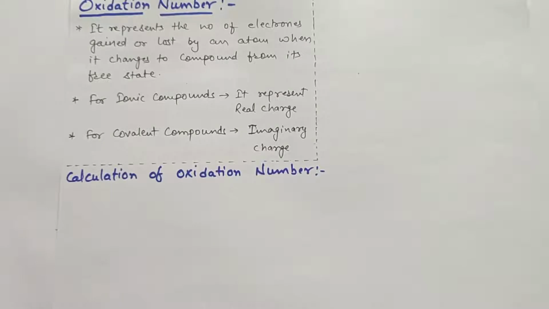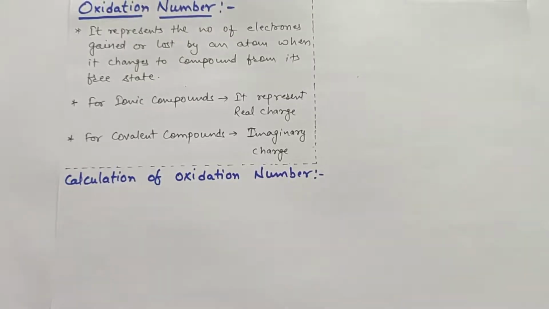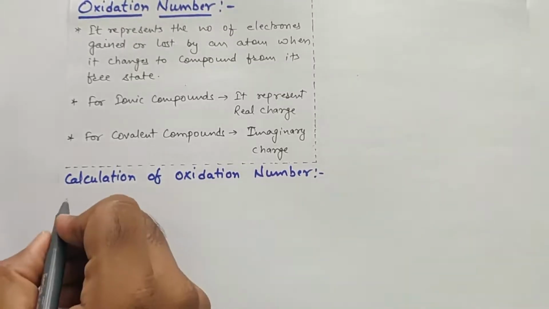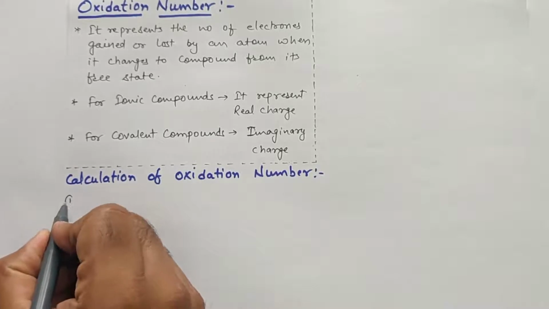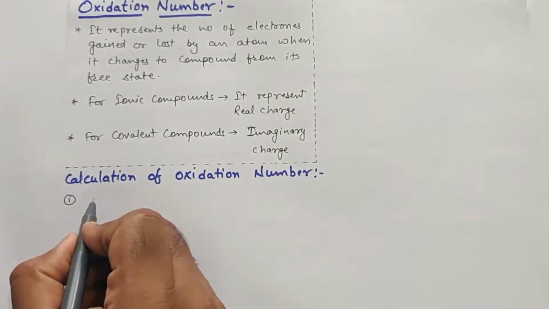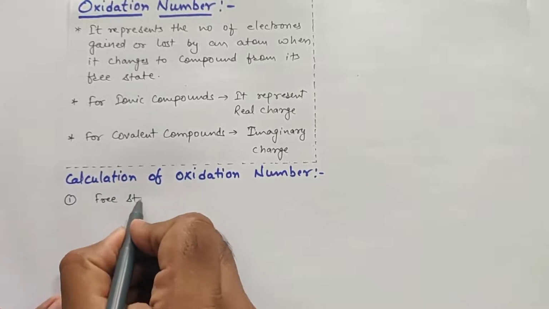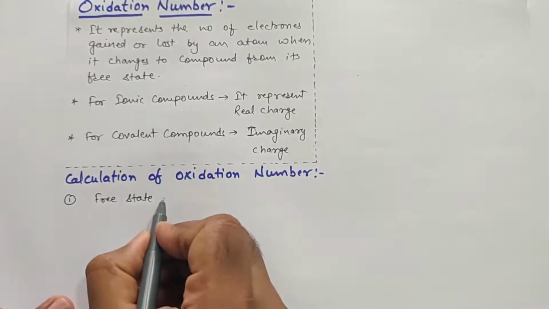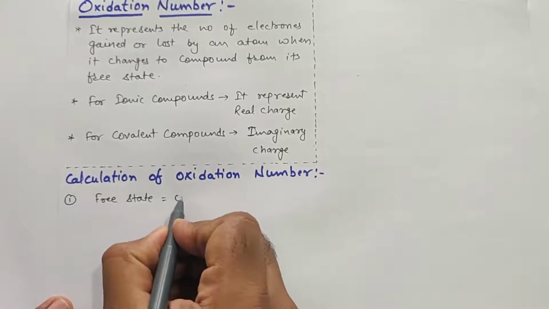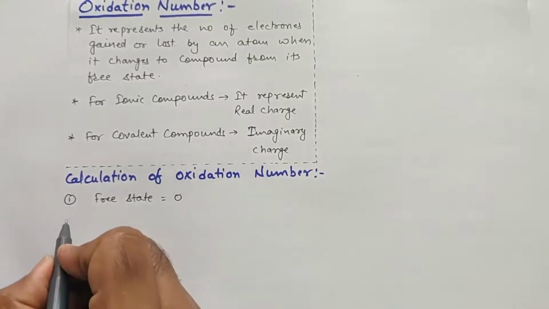Now let's discuss the rules for the calculation of oxidation number. There are certain number of rules using which we can calculate the oxidation number of any element in a compound. Let's discuss them one by one. Rule number 1. The oxidation number of any element in its free state will be 0.